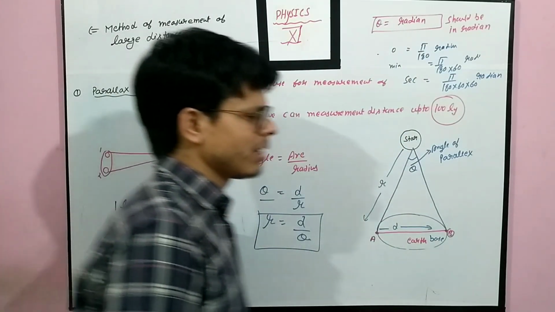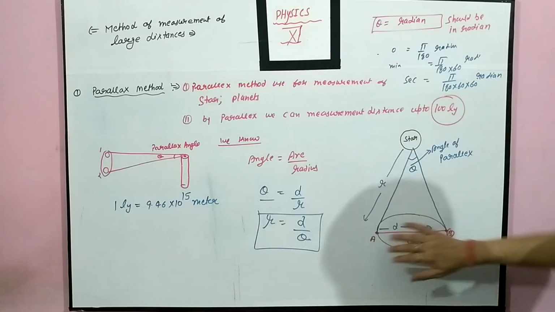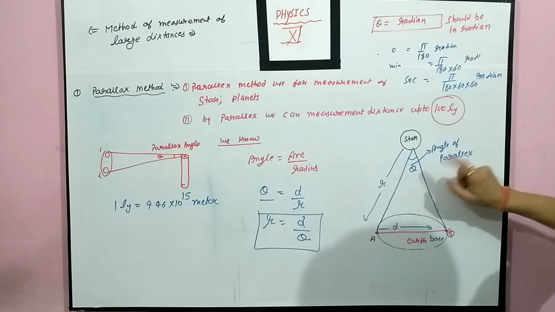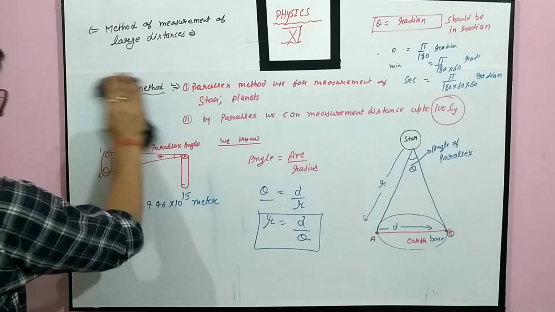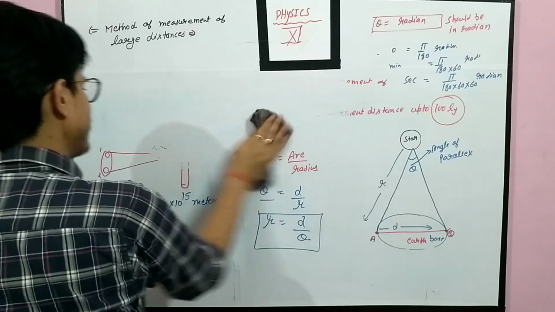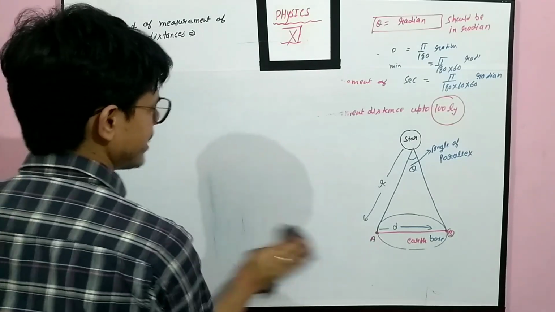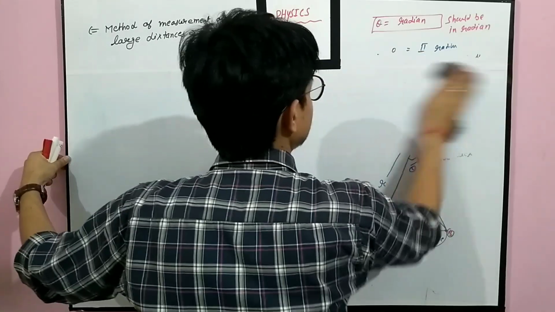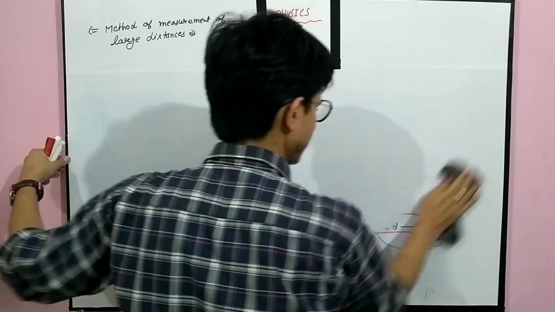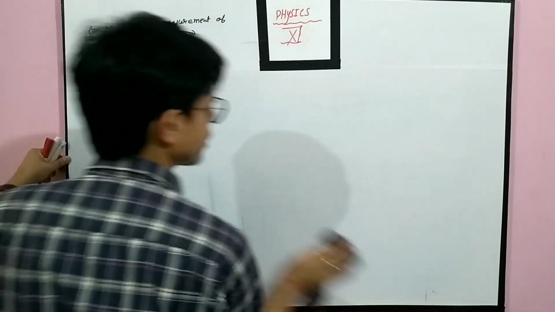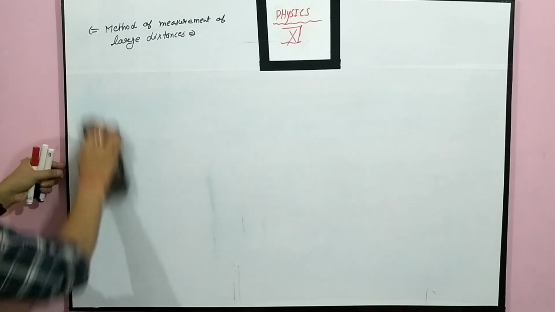This is a very important method. For the parallax method, 2 points you have to select, then you have to find out the parallax angle. This will all be given to you in the numerical part, so you can check that. This was a very important method to find out the distance of planets and stars. Suppose you want to find out the position of stars not from Earth only, you can use this method from different planets also. There is no problem.